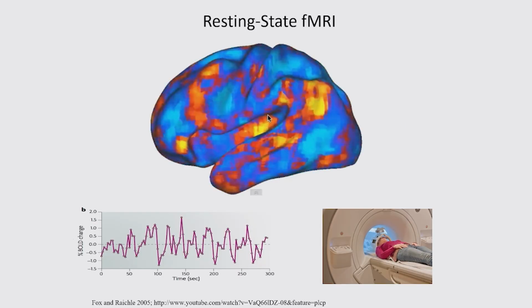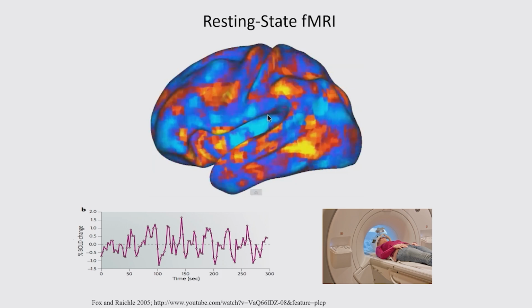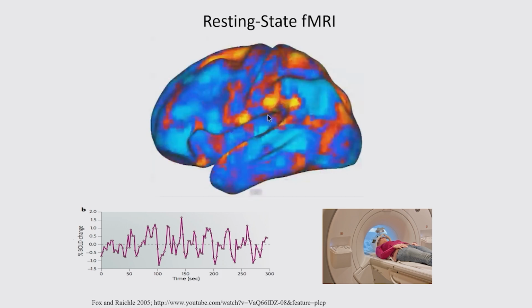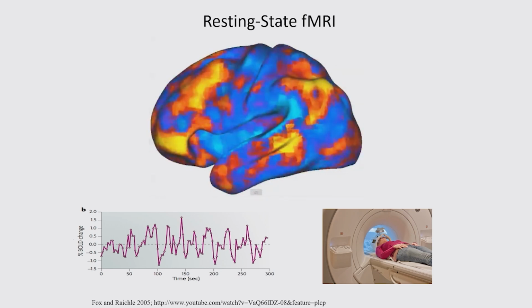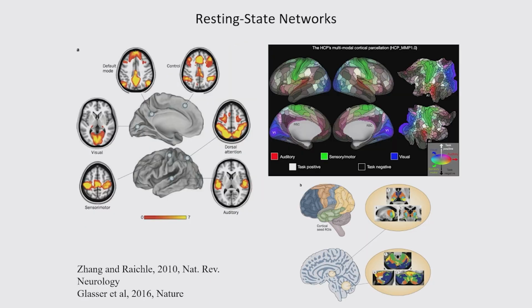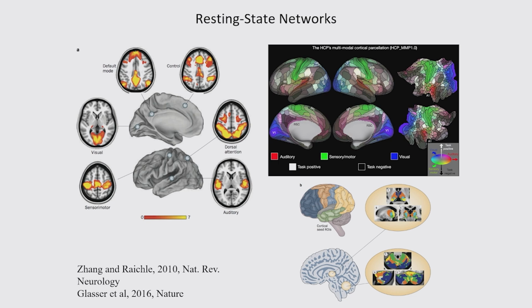So the global signal applies to both task-related and resting state fMRI, but really the main controversy has been resting state fMRI. So we're really going to just focus on the global signal and resting state fMRI for my talk. And as most of you know, resting state fMRI is widely used, and the field has identified lots of different resting state networks. In particular, the default mode network is one that we're going to focus on first.